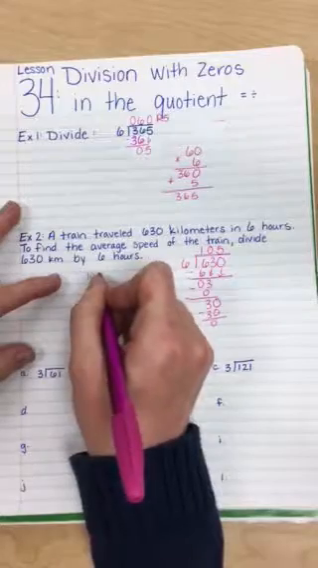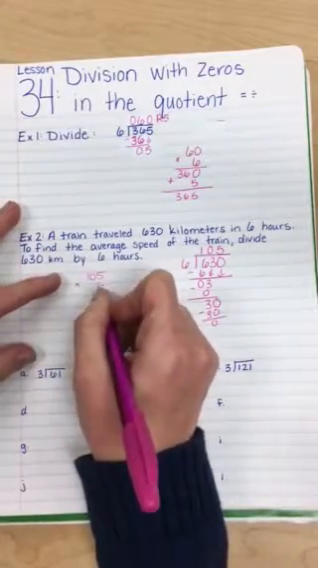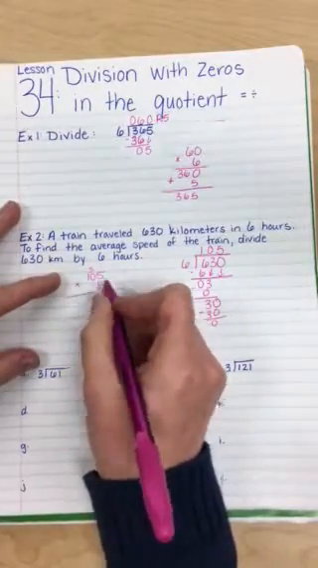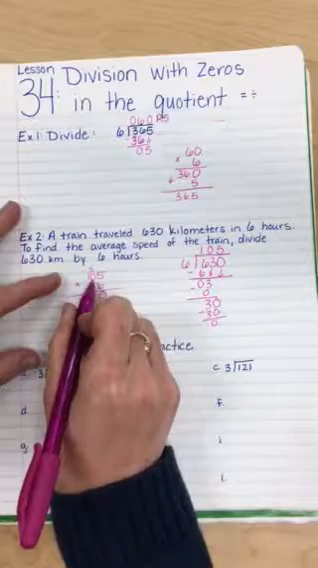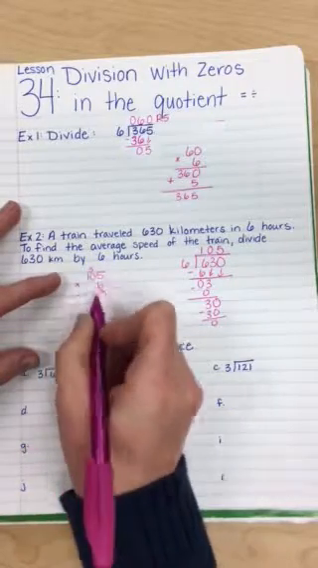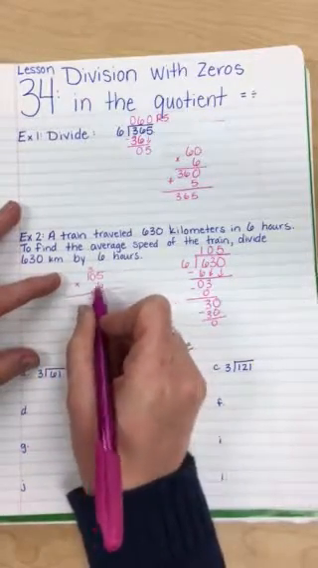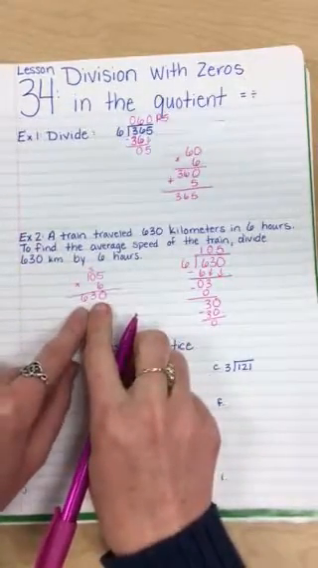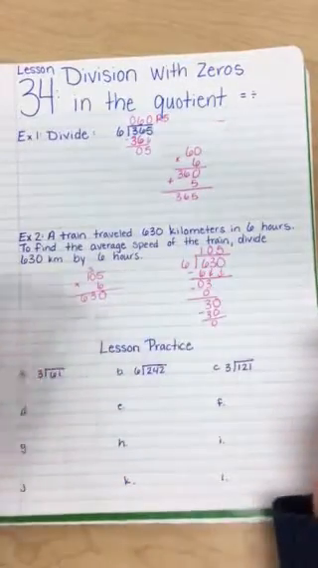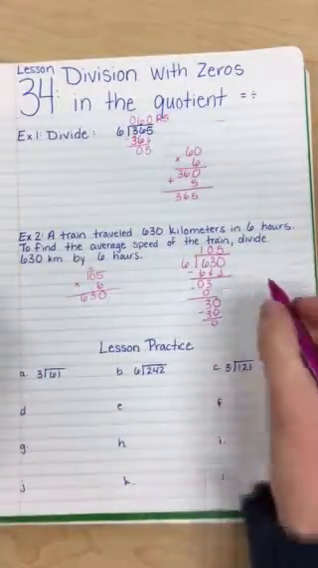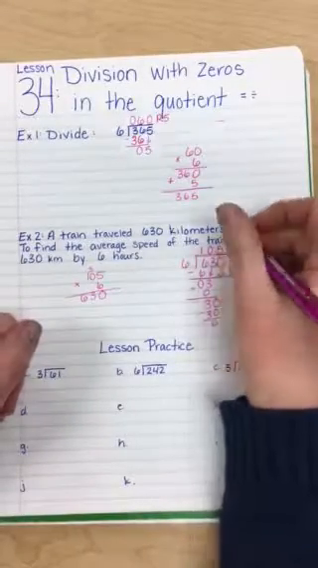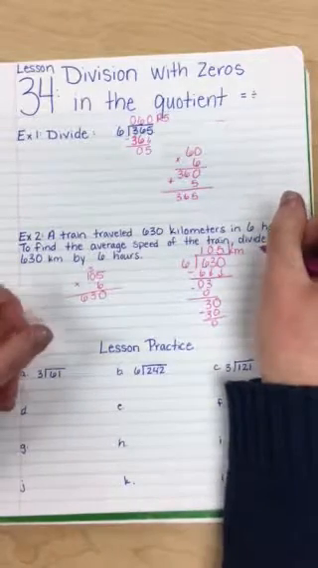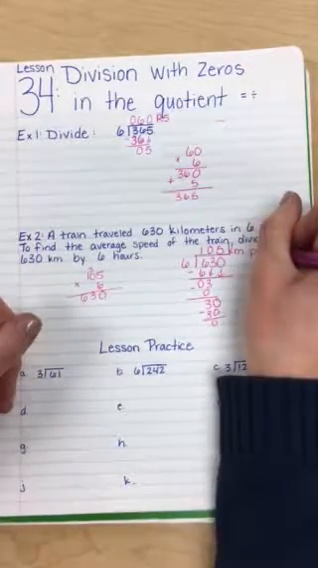So we have 105 times 6, okay? 6 times 5 is 30. 6 times 0 is 0. Anything times 0 is 0. Plus 3 is 3. And 6 times 1 is 6. So we get 630, which is exactly what we were supposed to get. So that answer checks out. So the answer is 105 kilometers, km, if you'll remember from our abbreviations lesson, per hour.